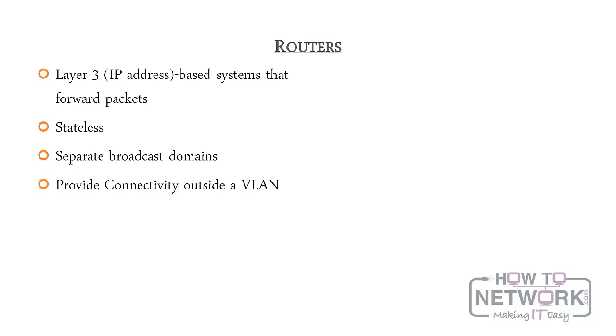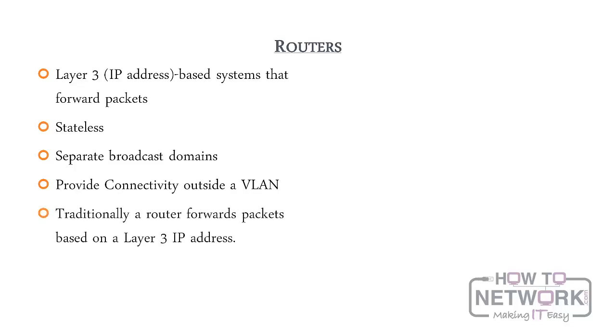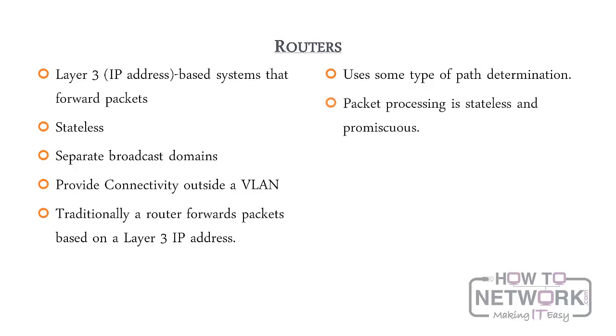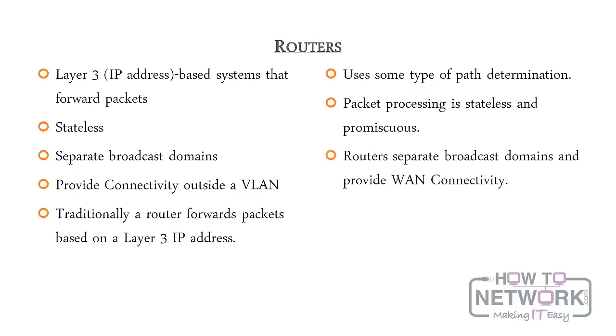Traditionally, a router forwards packets based on a Layer 3 IP address. They use some type of path determination. Packet processing is stateless and promiscuous. Routers separate broadcast domains and provide WAN connectivity. Routing tables are built from dynamic routing protocols, static routes, or both.